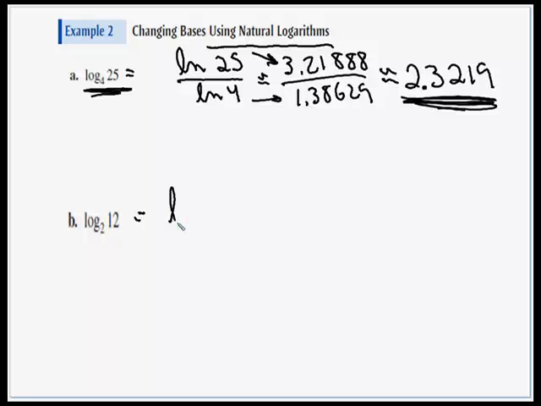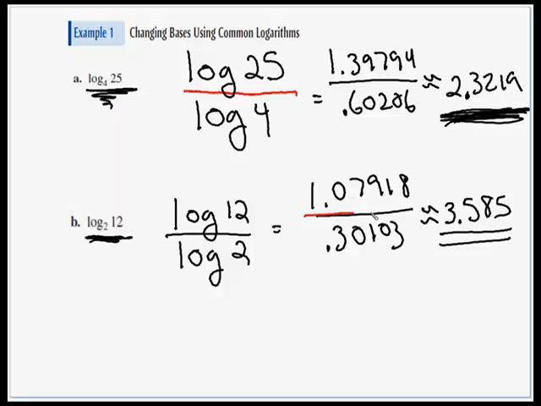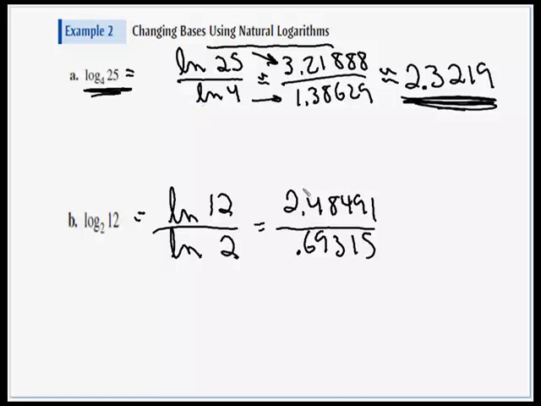And for part B, the log base 2 of 12 is the ln of 12 divided by the ln of 2. And the natural log of 12 is 2.48491, and we divide that by 0.69315. When we go back to the common logs we did, our numerator was 1.07, denominator 0.3. These numbers are very different, but when we do divide them, we get the same answer of approximately 3.585. So whichever method you prefer, common logs or natural logs, you should get the right answer.